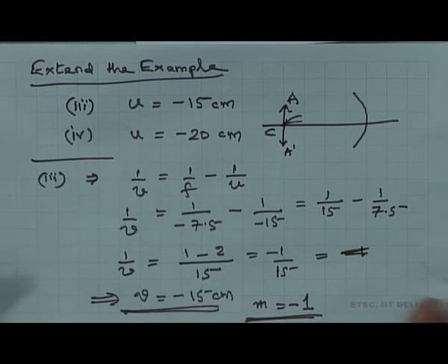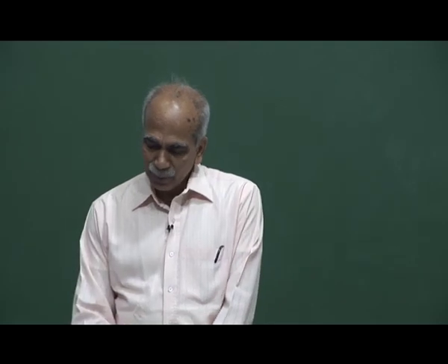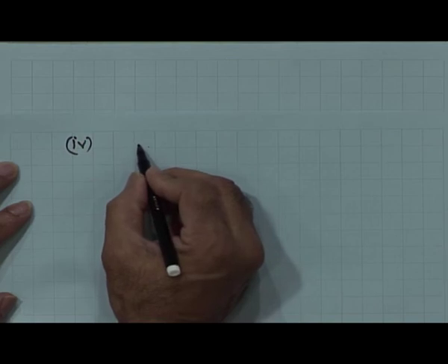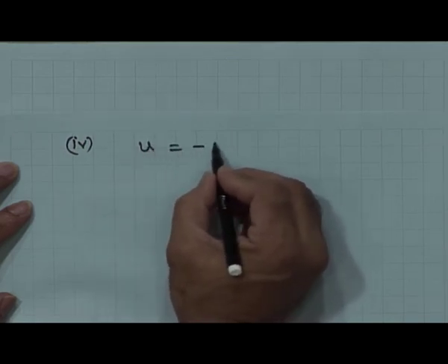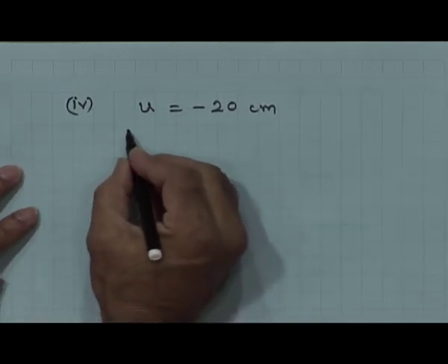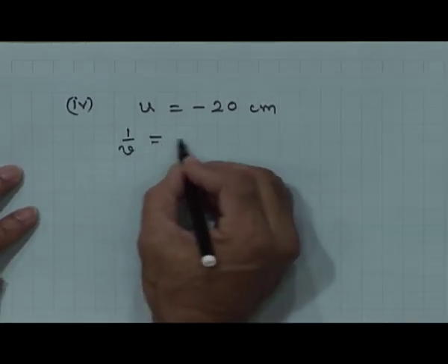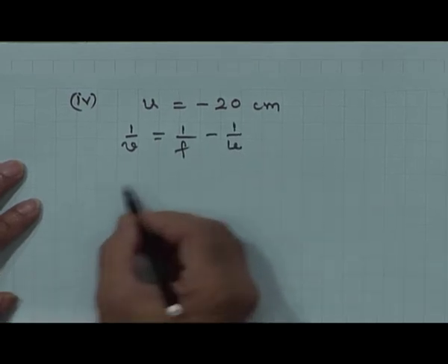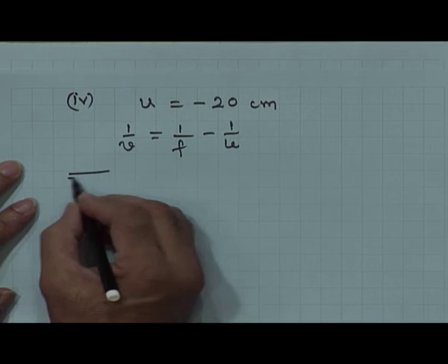If we take the fourth one, a simple exercise, of course, the problem is extremely simple, but why am I doing it? So, if we take the fourth one very quickly, for u equal to minus 20 centimeters, I will straight away give you the answer. So, we have 1 over v is equal to 1 over f minus 1 over u.